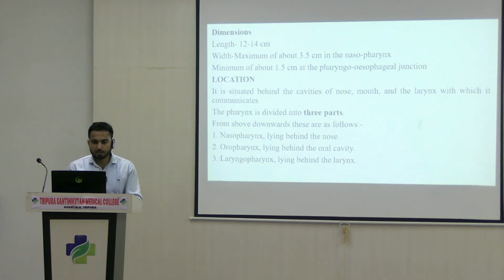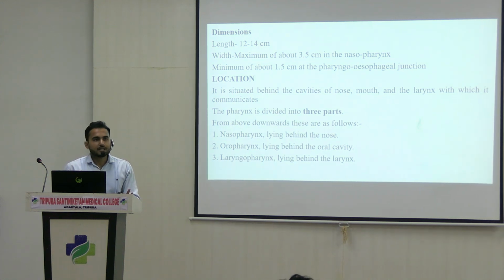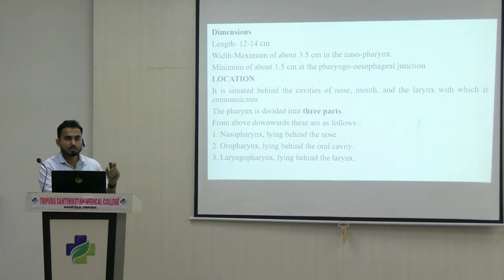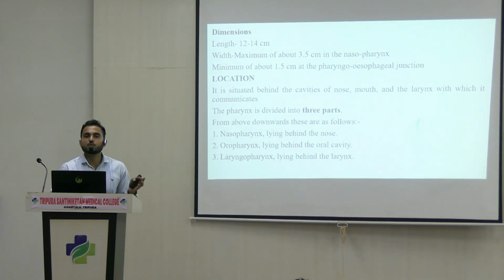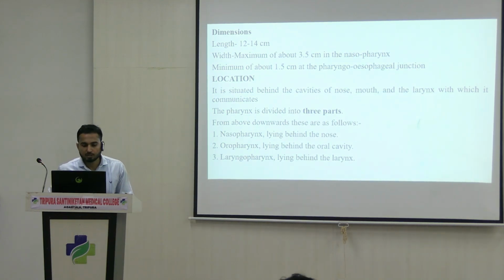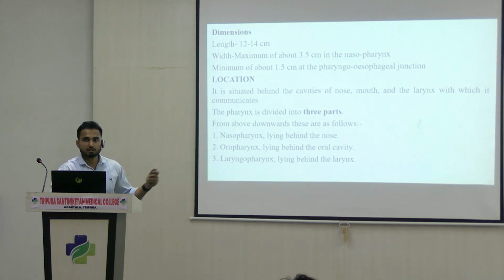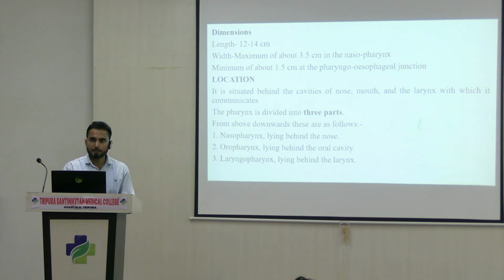If you see the dimensions of the pharynx, as I said, the length is 12 to 14 centimeter, or in some books I have seen it given as 15 centimeter. Next, the maximum width is 3.5 centimeter in the case of the nasopharynx. The nasopharyngeal part of the pharynx has more width, approximately 3.5 centimeter. The minimum width is only 1.5 centimeter, at the pharyngo-esophageal junction, where the pharynx ends and the esophagus starts. That particular part is very narrow, only 1.5 centimeter, so that is the narrowest part of the pharynx.